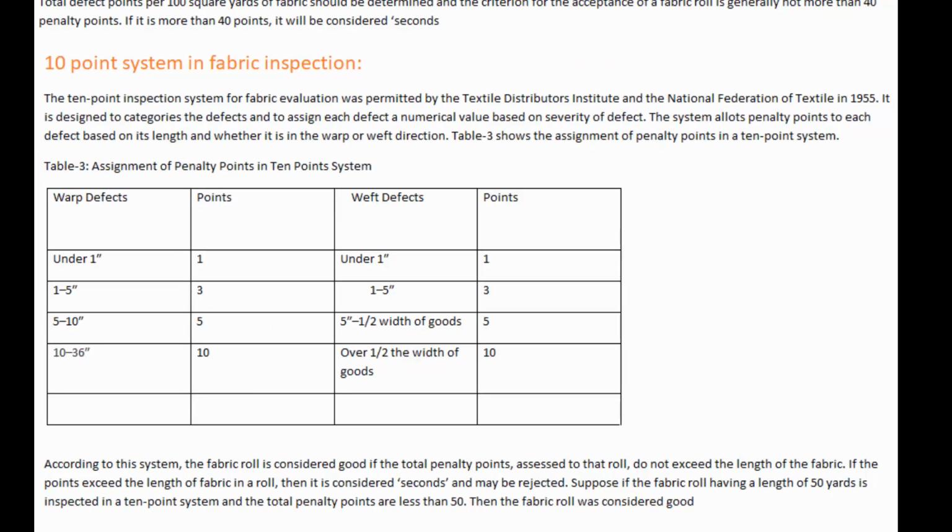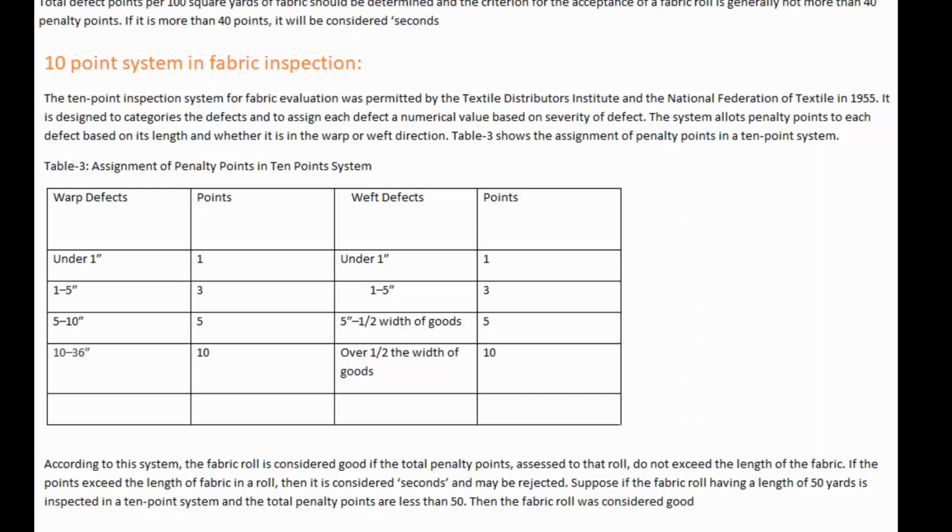10-point system in fabric inspection. The 10-point inspection system for fabric evaluation was permitted by the Textile Distributors Institute and the National Federation of Textile in 1955. It is designed to categorize the defects and to assign each defect a numerical value based on severity of defect. The system allots penalty points to each defect based on its length and whether it is in the warp or weft direction. Table 3 shows the assignment of penalty points in a 10-point system.